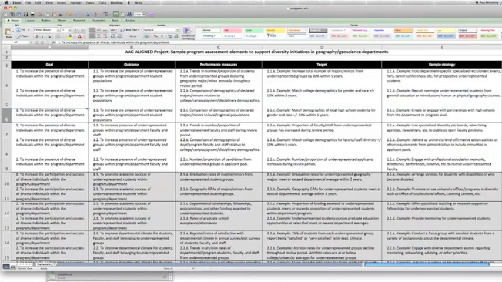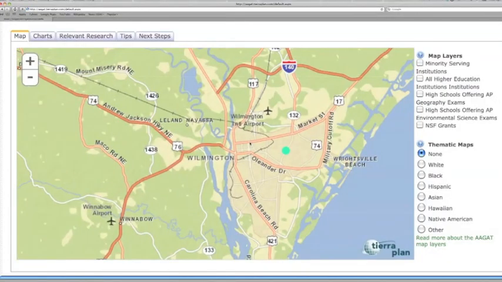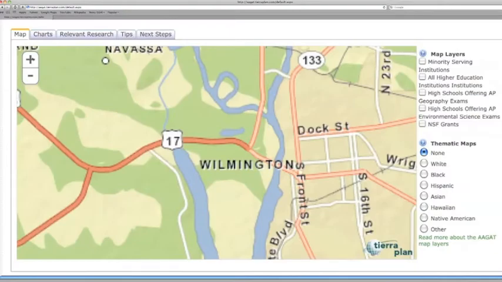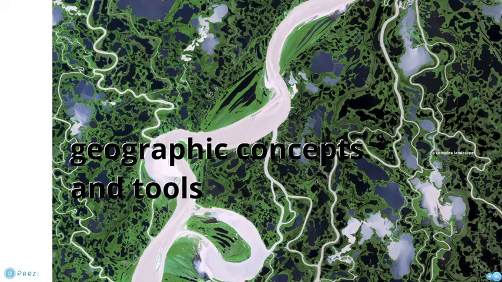Example, a department seeking to increase the presence of underrepresented undergraduates in their program by creating partnerships with high schools, such as was the case that we saw with University of North Carolina. That happens in a real place, in a real location, with real space, in a complex landscape of higher education.